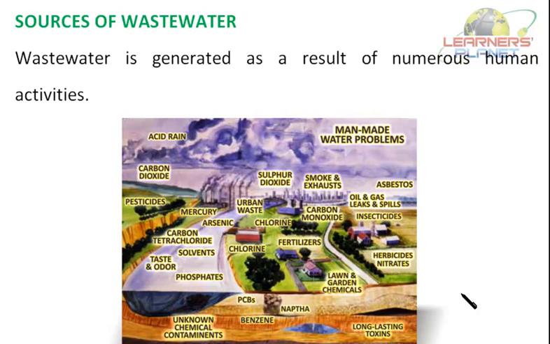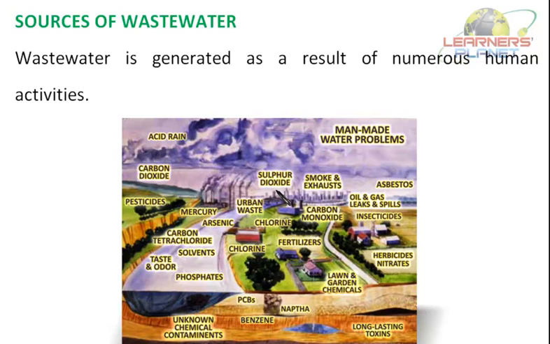The amount of flow handled by a treatment plant varies with the time of day and with the season of the year. So basically, this is all generated as a result of numerous human activities. As you can see here, a very clear picture of the man-made water problems, and there are many such chemicals by which water is polluted. So we can say hence these are the sources of wastewater.